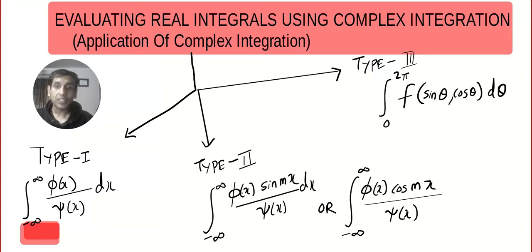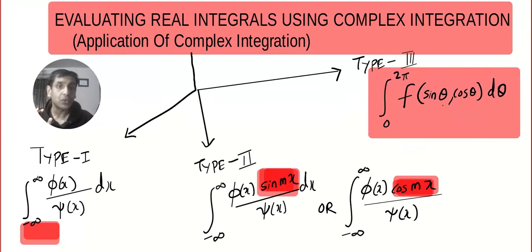And then comes polynomial by polynomial but multiplied by sine or multiplied by cos. Both have the same method, again improper integrals. And the last type is 0 to 2 pi sine theta cos theta.